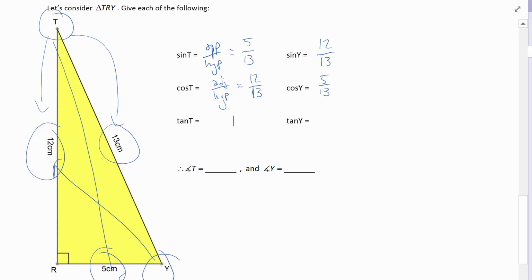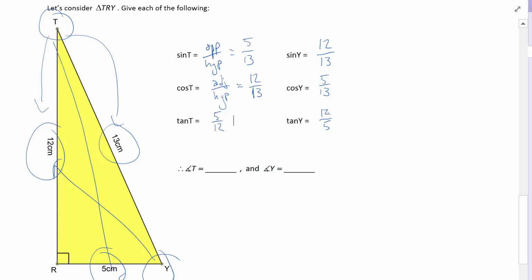Then we've got the tangent of angle t. Tangent, we already know, is opposite over adjacent. That is 5 over 12. And the tangent of angle y, opposite over adjacent, is 12 over 5.